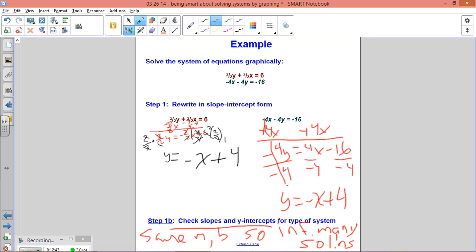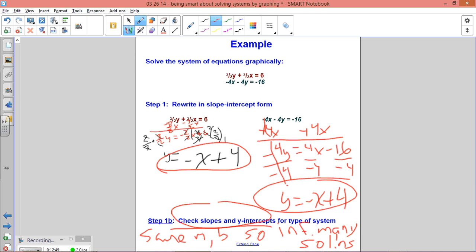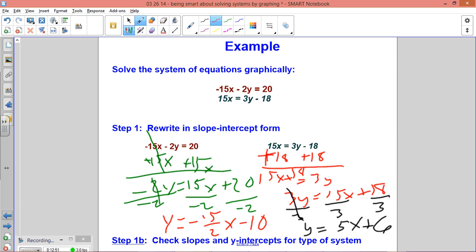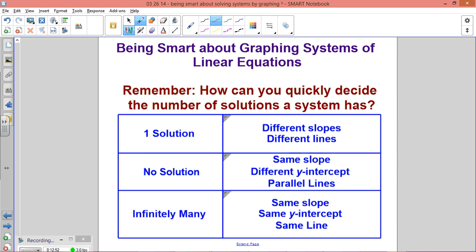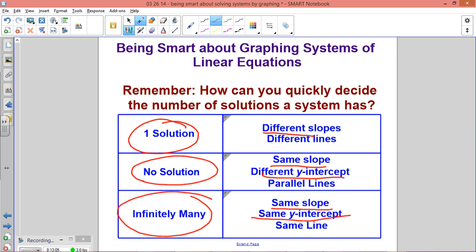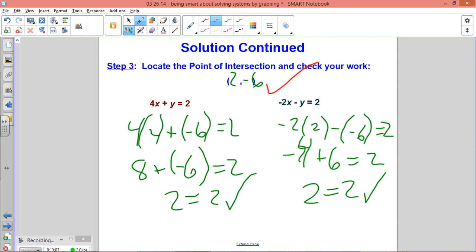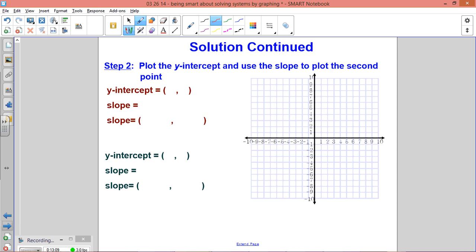After you solve your 2 equations into slope-intercept form, check the slopes and the intercepts against this table that I gave you in the beginning. Check to see, are they different slopes? Then you'll have one solution, you do everything like normal. Are they the same slope but different y-intercepts? Then there'll be no solution because they're parallel. Is it the same slope and the same y-intercept? Then you have infinitely many. So you do not need to do any more work if it's one of those latter 2 cases.